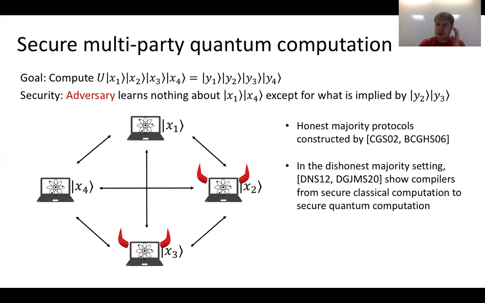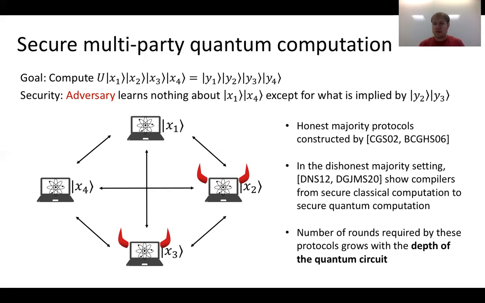And so this is kind of the state of affairs prior to our work. So, one potential issue or drawback with these protocols is that they are extremely interactive, highly interactive protocols, right? In particular, the number of rounds of communication required, and keep in mind this communication is in general going to be quantum communication, so these parties are sending quantum states to each other, right? In general, in these protocols, it grows with the depth of the quantum circuit, okay?